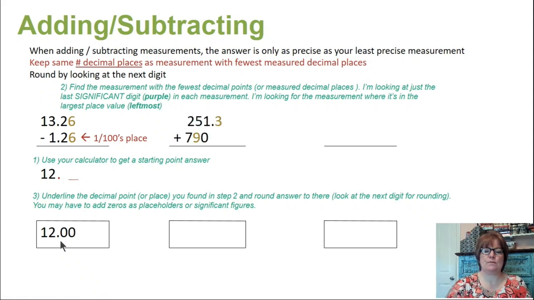Another problem, 251.3 plus 790. I get 1041.3 on my calculator. Now remember, the 3 is my most uncertain digit.